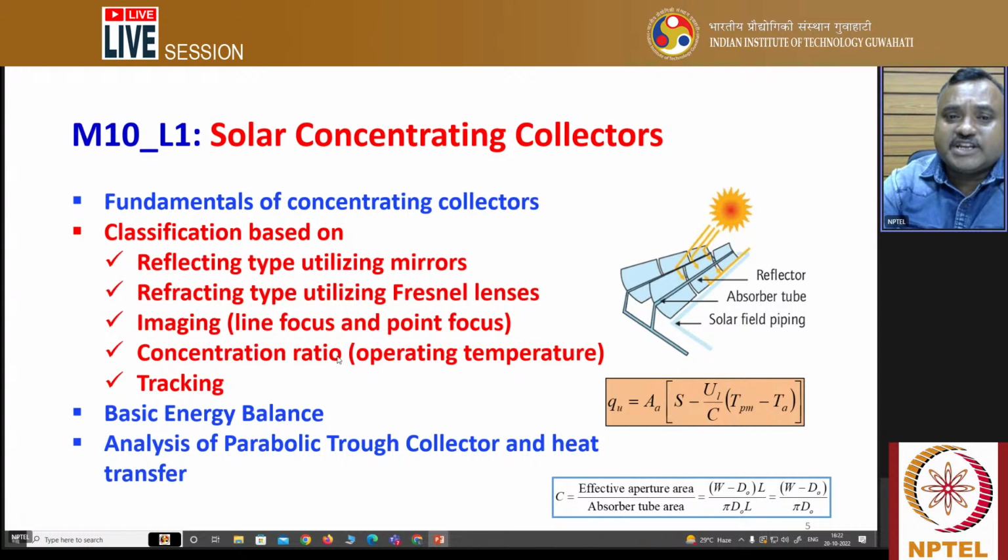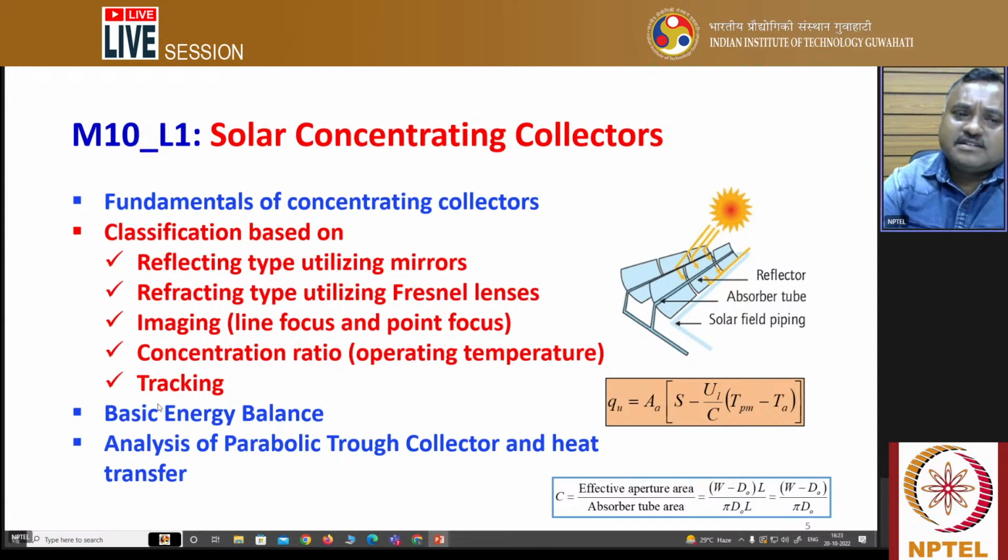And then concentration ratios, which tell about the operating temperature as well. As concentration ratio increases, the operating temperature also increases. For a flat plate collector, the concentration ratio is 1. That has already been discussed in the thermal energy calculations lectures. And the kinds of tracking, as I said, like single axis tracking and double axis tracking. So these are part of the classification.